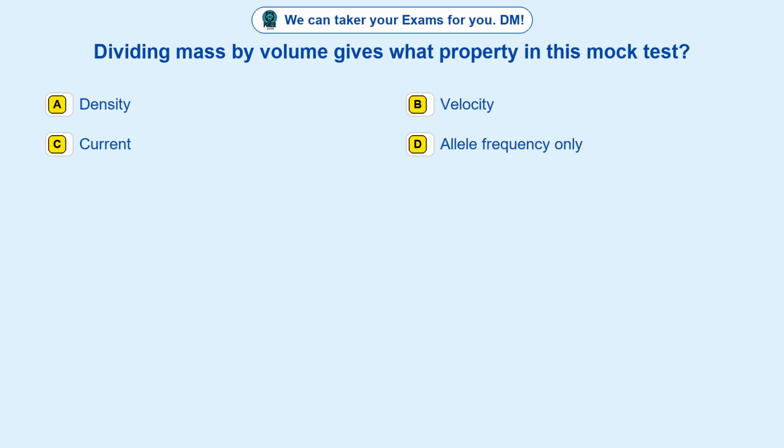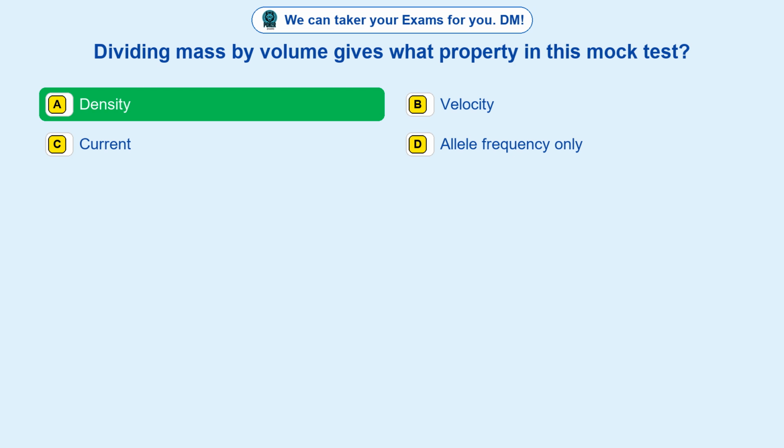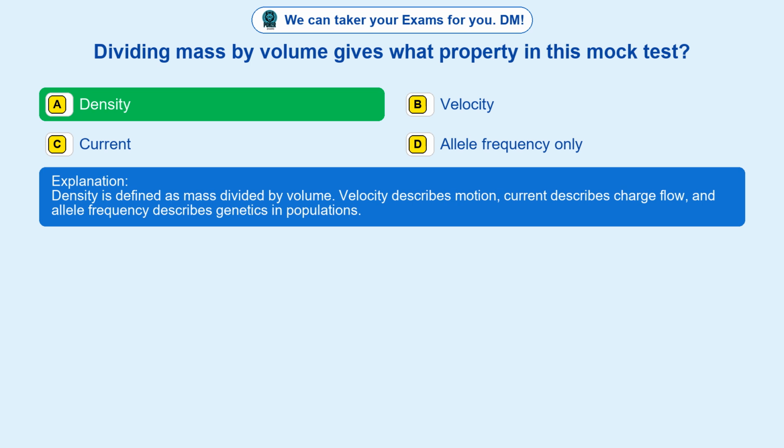Question 78. Dividing mass by volume gives what property in this mock test? Option A, density. Option B, velocity. Option C, current. Option D, allele frequency only. The correct answer is option A. Density. Density is defined as mass divided by volume. Velocity describes motion, current describes charge flow, and allele frequency describes genetics in populations.